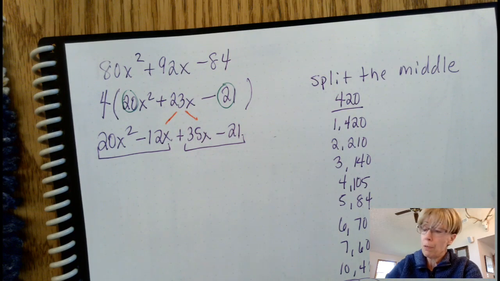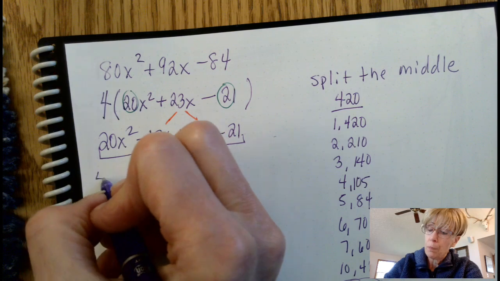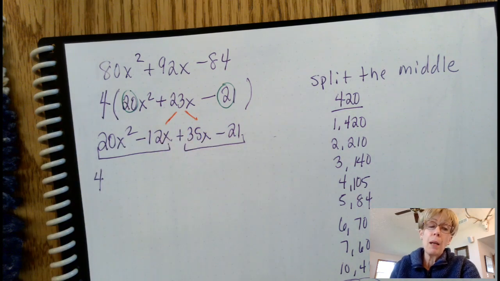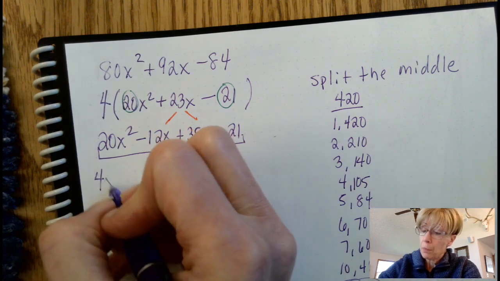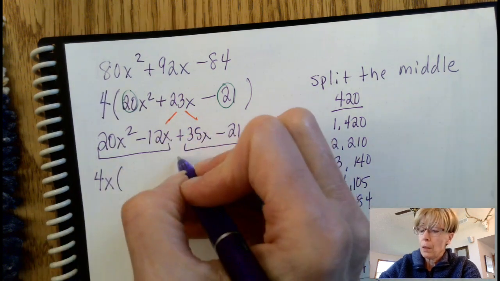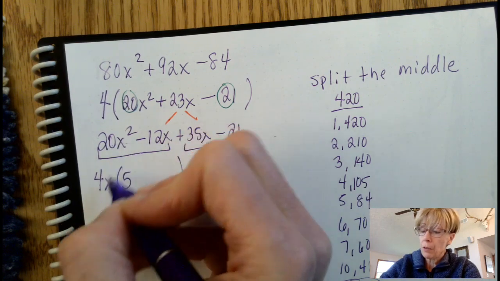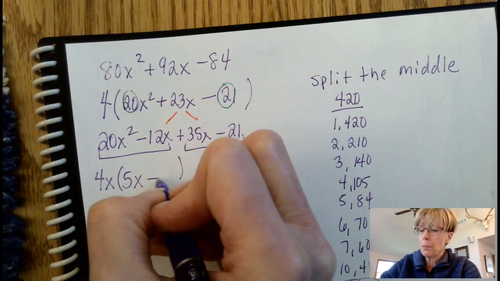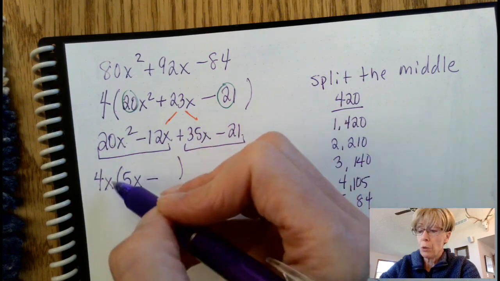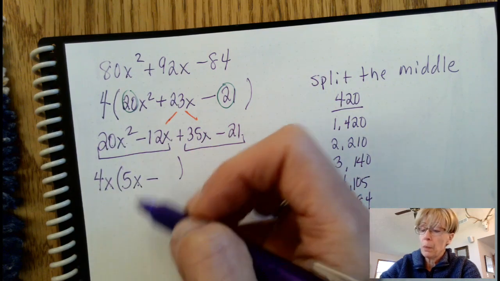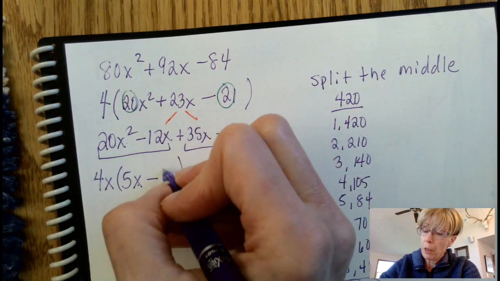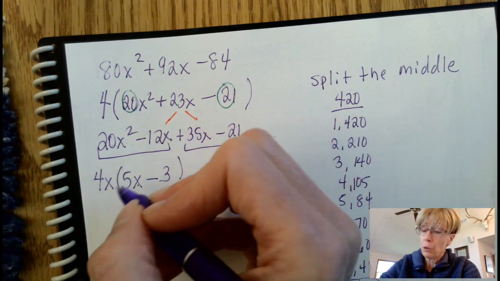And then what we're looking at is, we're looking for one that is 7. 35 divided by 7 is 5x. Negative 21 divided by positive 7 is negative 3. And then we've got 5x minus 3 and 5x minus 3. We also have 4x plus 7.